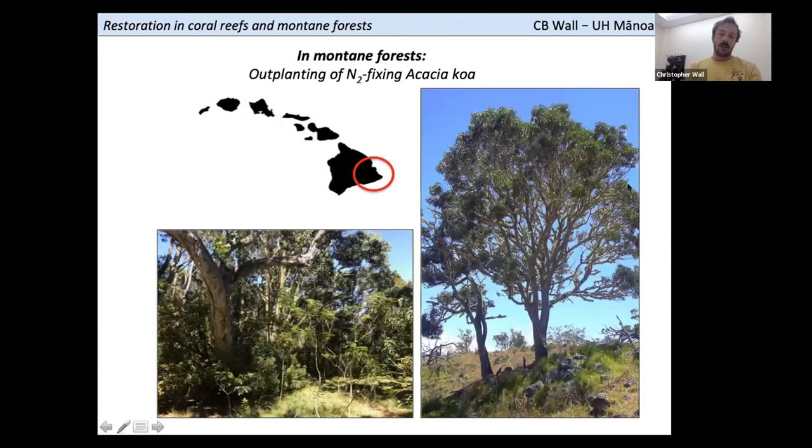So then the second part of the talk, I'm going to talk to you about forests on Big Island, on the eastern flank of Mauna Kea, and how they've been restoring tropical forests there by the planting of acacia koa trees. And if you're a surfer, maybe you've heard of koa because the first surfboards were made of koa.